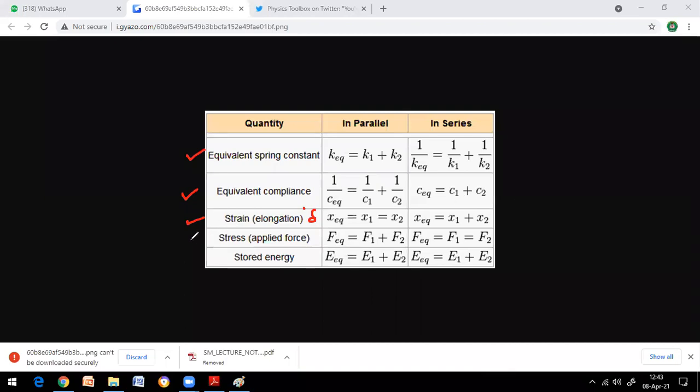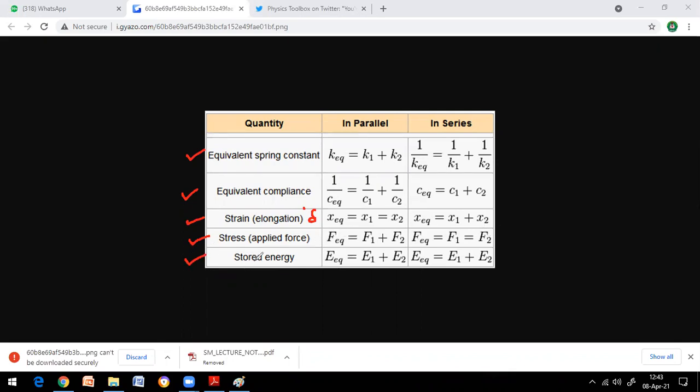And the fourth one is stress, force applied, which here reflects as the force or load carried by each spring. Equivalent force applied is equal to F1 plus F2 in parallel, but in series the equivalent force is equal to the same force carried by each spring. F1 is equal to F2. And the last one is strain energy.